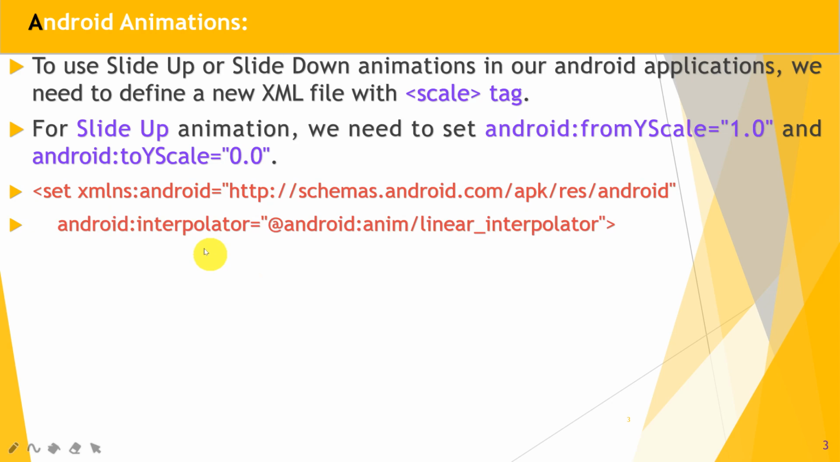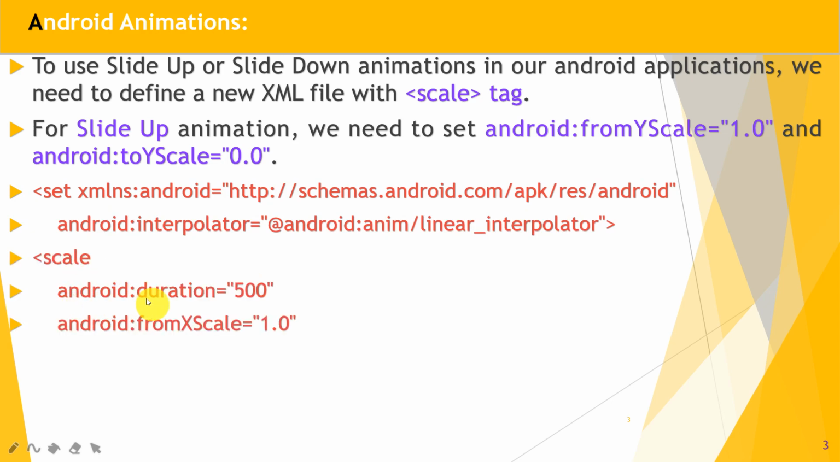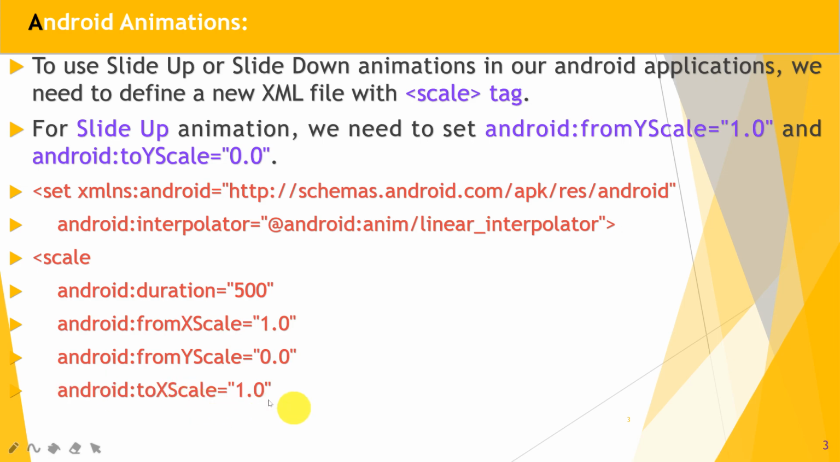Inside the scale tag, first specify android:duration, suppose 500 milliseconds, then android:fromXScale 1.0, then android:fromYScale 0.0 and android:toXScale 1.0. That is, fromXScale and toXScale remain the same, but the Y scale on the Y axis is changed from 0.0 to 1.0. This is the slide animation. Guys, hope you understand.